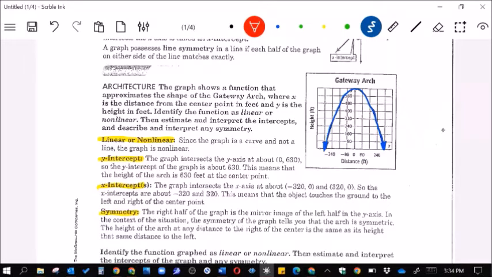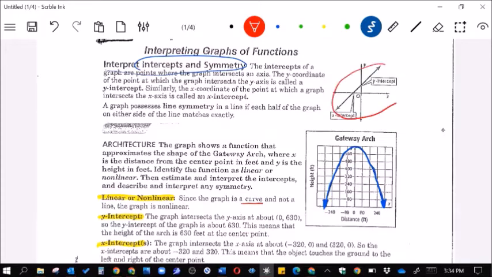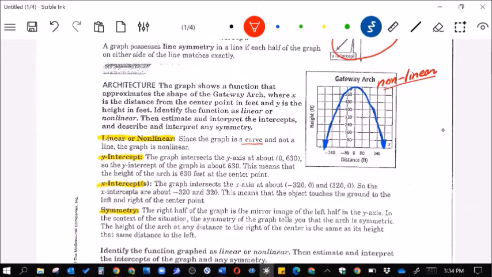First, linear or nonlinear. And this one, since the graph's a curve and not a line, the graph is nonlinear. If it was a straight line like the one above here, this one we would call linear. And so this one is nonlinear. This is one of the easiest things that you can do in analyzing a graph, is first stating if it's linear or nonlinear. The y-intercept.